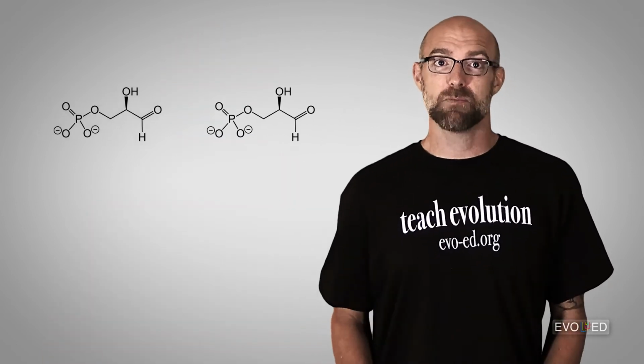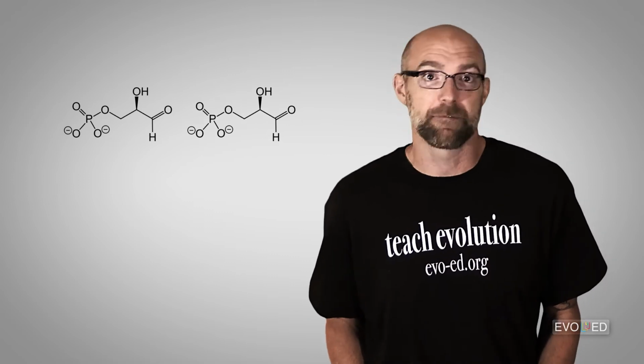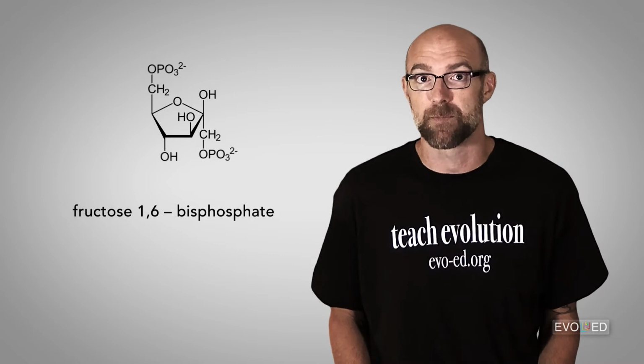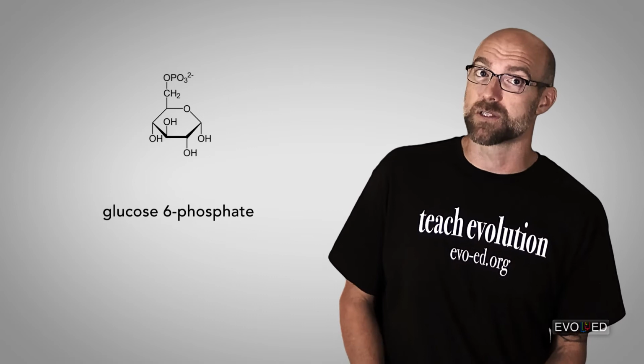If you combine two molecules of G3P, the first thing that you make is something called fructose 1,6-bisphosphate. Fructose 1,6-bisphosphate can get converted into a molecule called fructose 6-phosphate, which can then get converted into a molecule called glucose 6-phosphate.